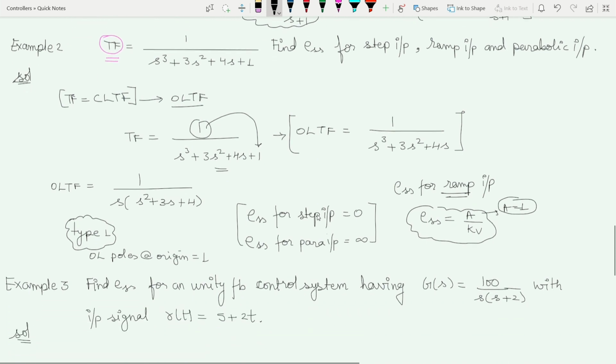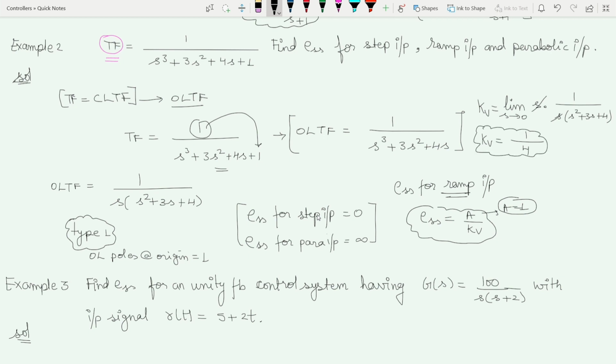When you calculate Kv, Kv is nothing but the limit as s tends to 0 of s into the open loop transfer function. This is the open loop transfer function over here. When you put it in, it is 1 divided by s into s square plus 3s plus 4. So this s and s will get cancelled, and when you put the limit, the Kv value equals 1 by 4. So your steady state error will be 1 upon Kv, which equals 4. So this is the answer for this given question. This much easy it is to calculate the steady state error.